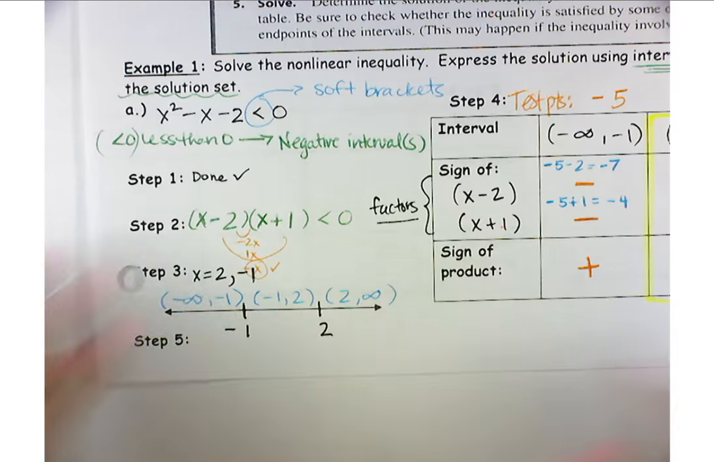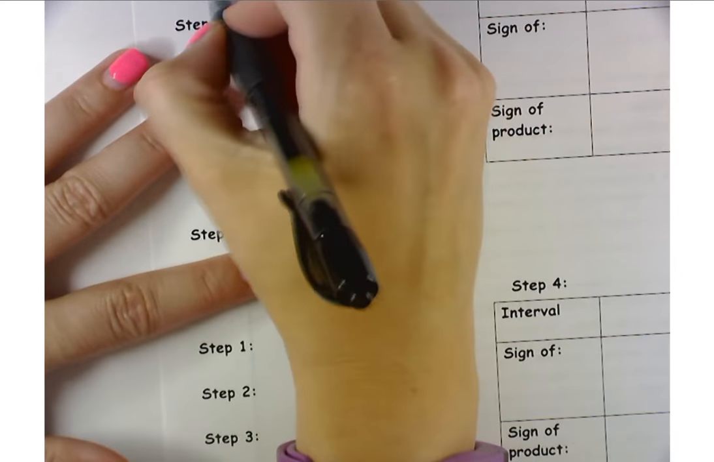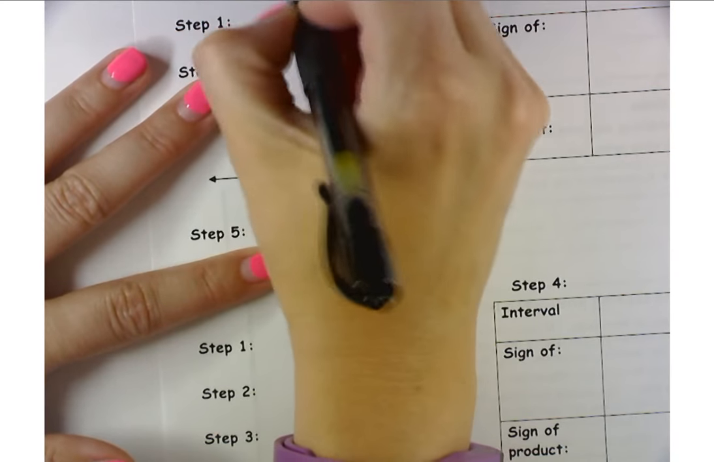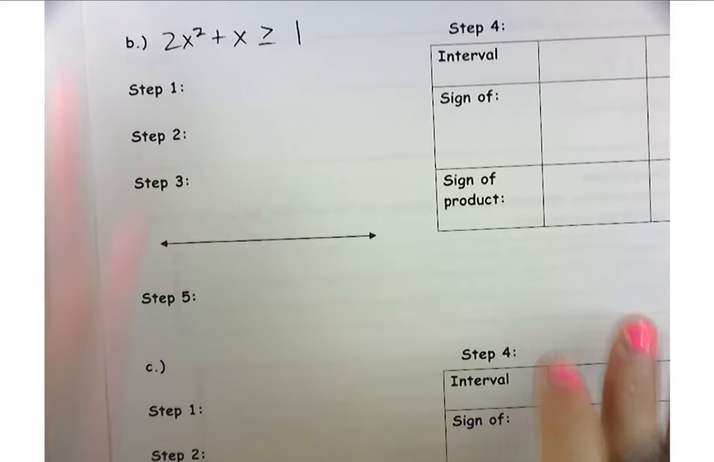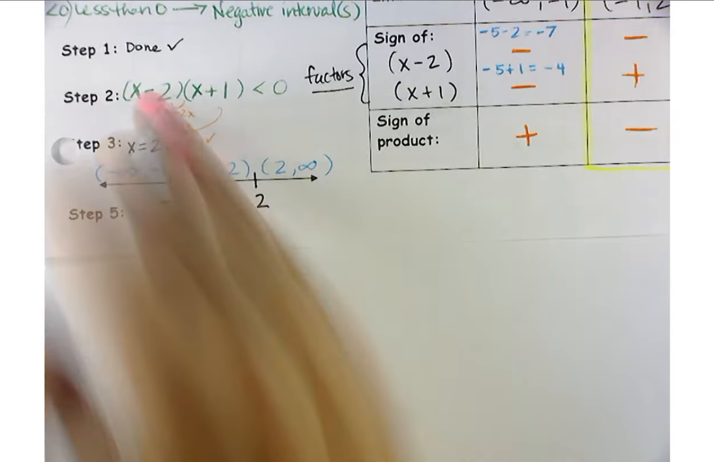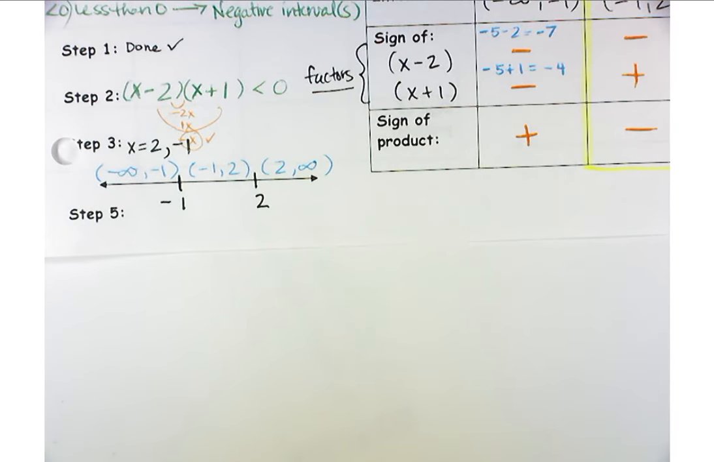All right, let's try the next one. Okay, so the next one is 2x squared plus x is greater than or equal to 1. Oh, sorry, you're right, I didn't write out the solution. Okay, so let's go ahead and write out our solution before we try the next one.